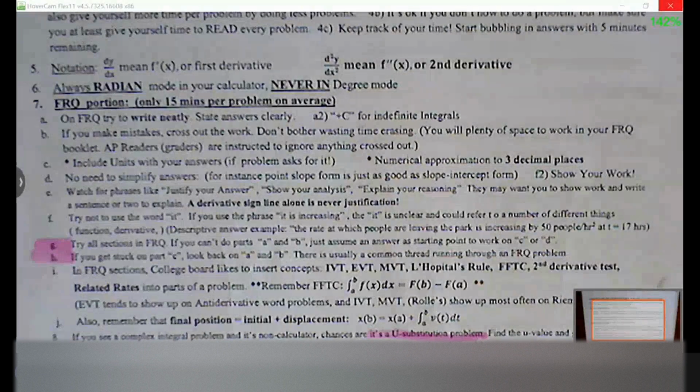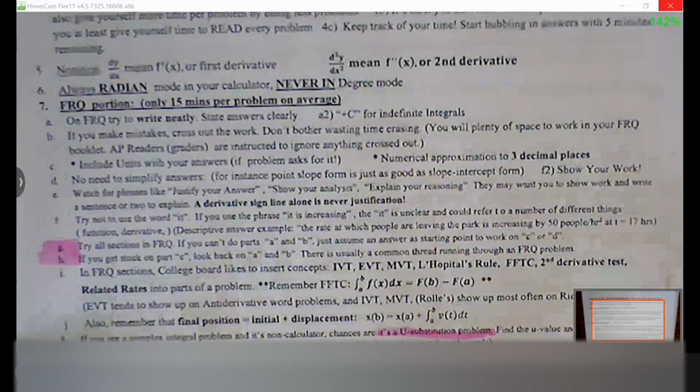So you don't have to erase, or think about, oh wait, the grader can see this even though I crossed it out. What if they read this and think it's part of my answer? So don't worry about it. Just do a clean, clear cross out, and then you'll have plenty of space to work on FRQs. So, don't bother erasing.